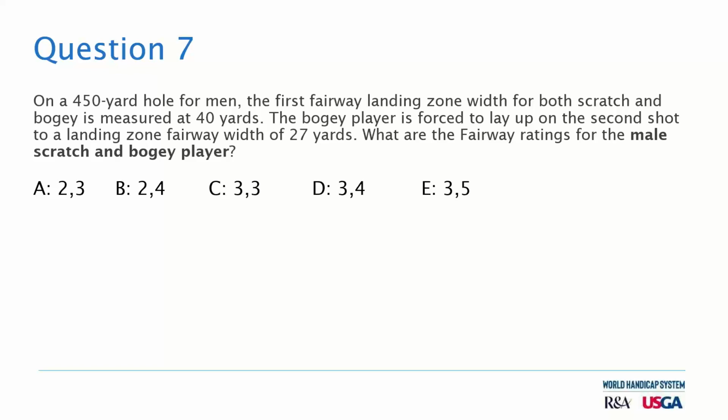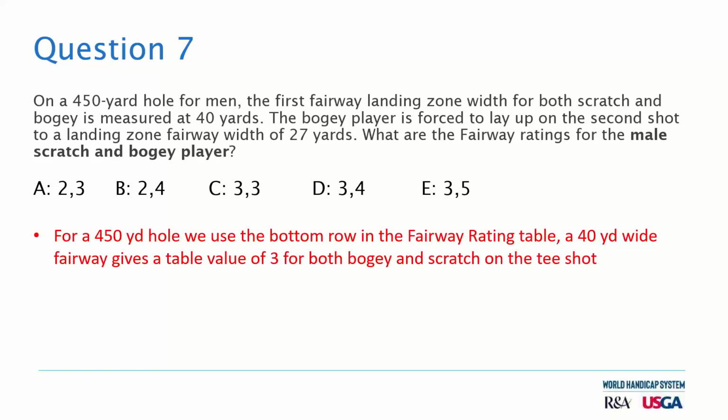On a 450-yard hole for men, the first fairway landing zone width for both the scratch and bogey player is measured at 40 yards wide. The bogey player is forced to lay up on the second shot to the landing zone fairway width of 27 yards. What are the fairway ratings for the male scratch and bogey players? So a lot of things going on right there.